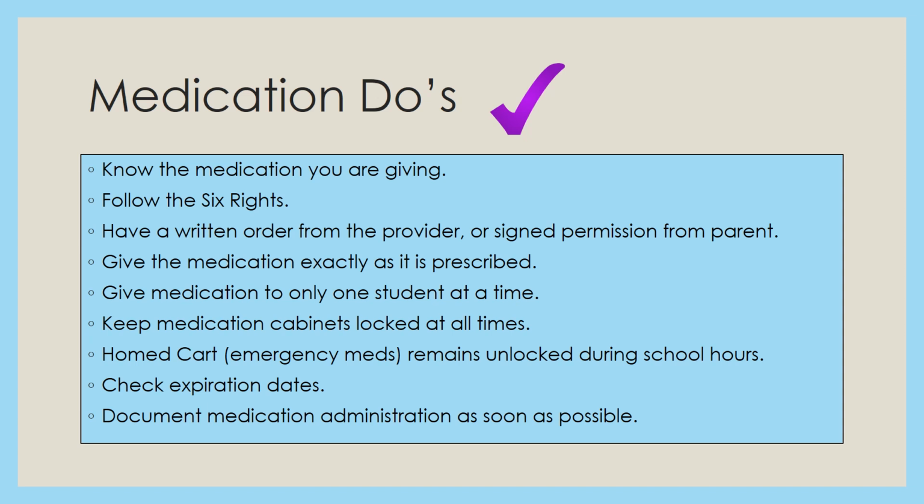Always know the medication you are giving. Always, always, always follow the 6 rights. Always have a written order from the provider or signed medication authorization form from the parent. Always give the medication exactly as it is prescribed. Always give the medication to one student at a time. Keep medications locked at all times, with the exception of the home ed cart, which stores our emergency meds. This remains unlocked during school hours. Always check expiration dates, and always document your medication administration as soon as possible.